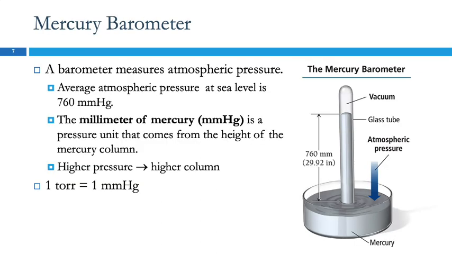How do we measure pressure? This is the original method of measuring pressure. It's called the Mercury Barometer. A barometer is an instrument that measures atmospheric pressure. So the way this thing works is you have a tube, a glass tube here. It's very long. It has to be more than 30 inches tall. You fill it with mercury, and then you invert it into a dish of mercury.